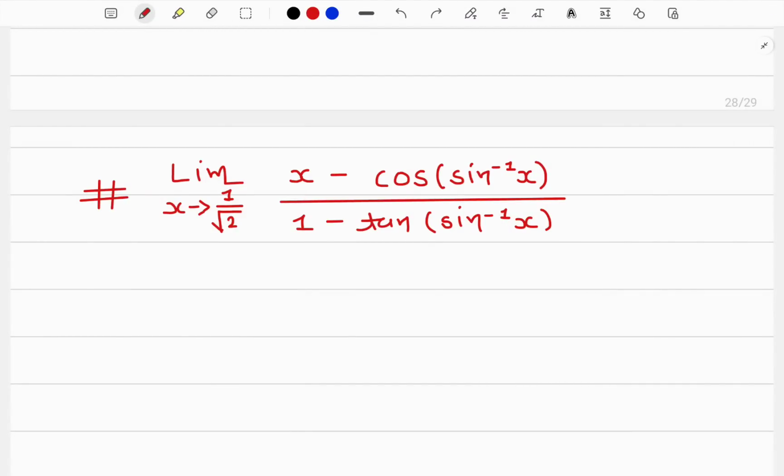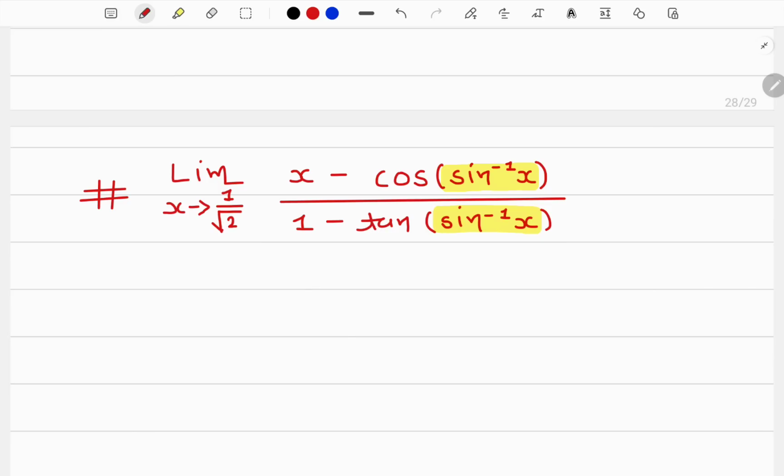So here we have one interesting question. Limit x tends to 1 upon root 2 of (x minus cos(sin inverse x)) upon (1 minus tan(sin inverse x)).